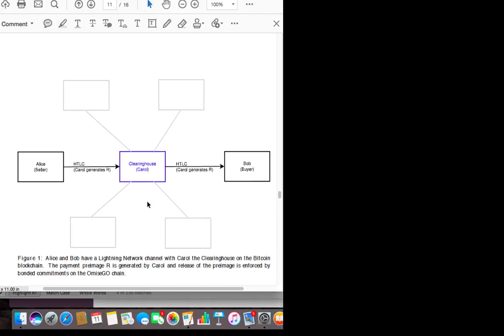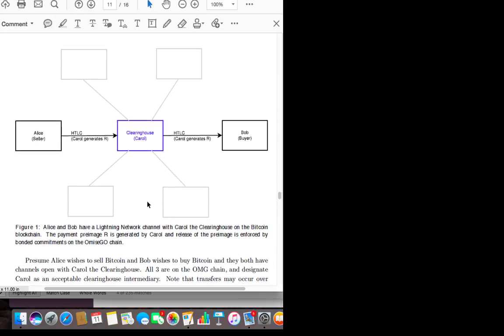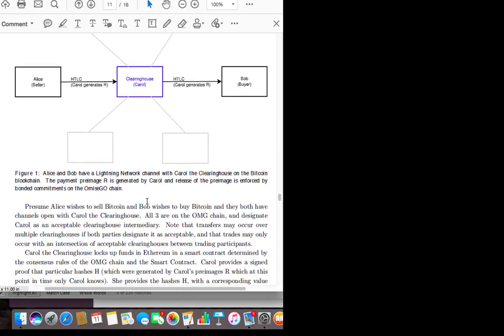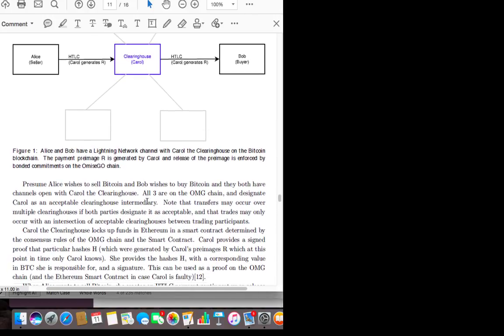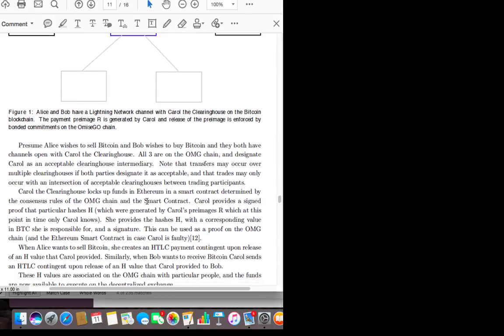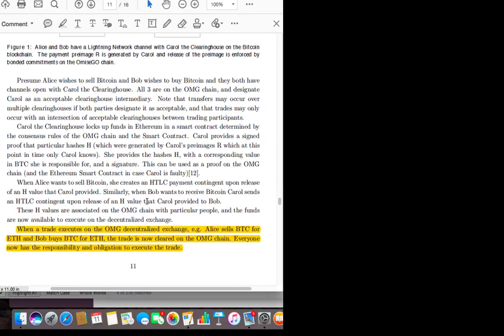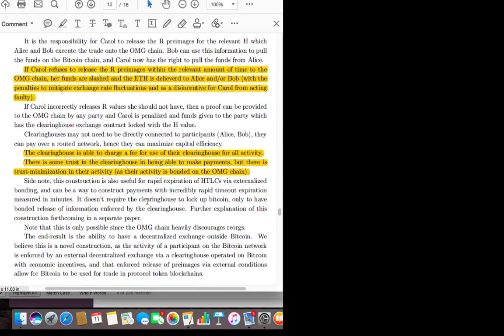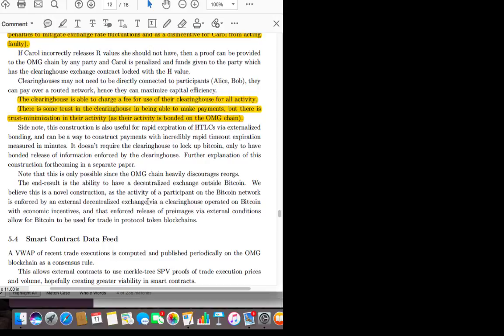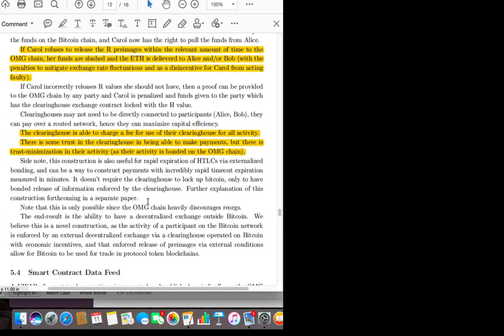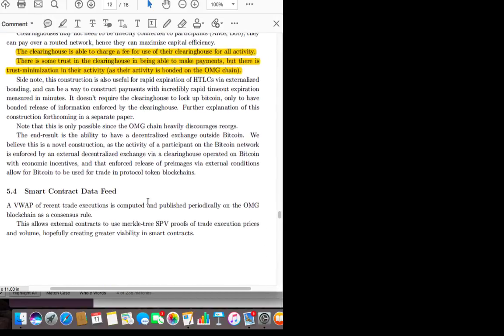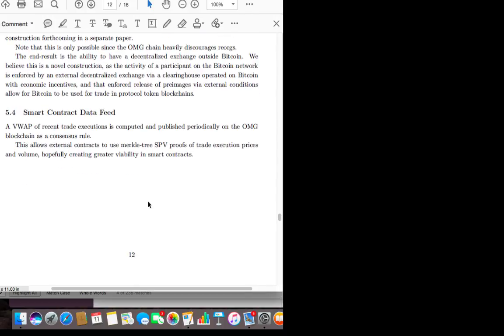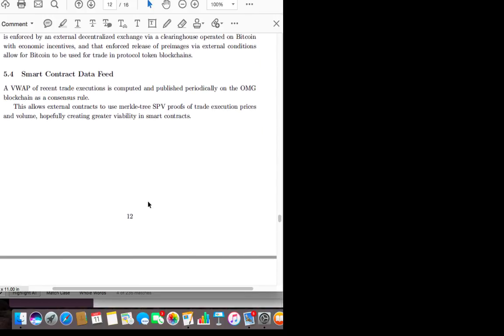So they go on to give an example here of that clearinghouse between Alice, Carol, and Bob. I think CryptoBud in his video covered that, so I'm not going to spend a lot of time on it. For those that are interested, I would recommend you watch that video. So with that said, you guys have, I think, a sense of what they're doing with the clearinghouses and the decentralized exchange. They do talk about this smart contract data feed.